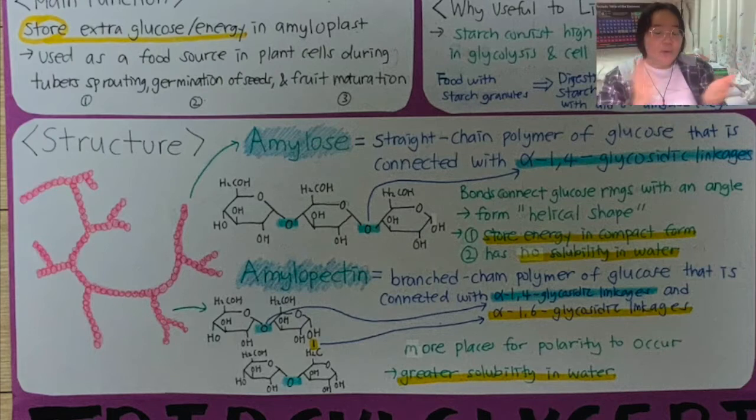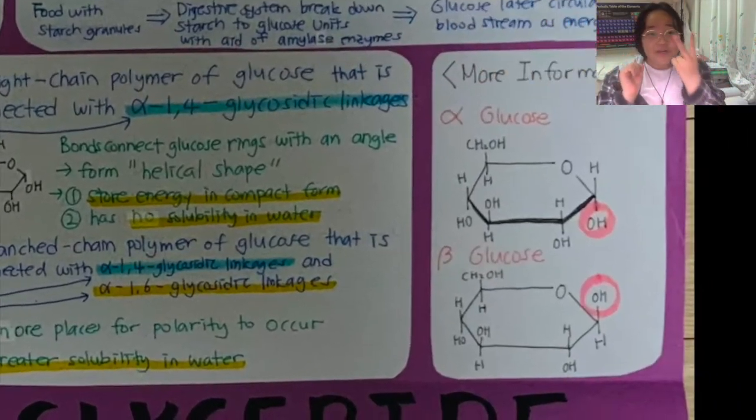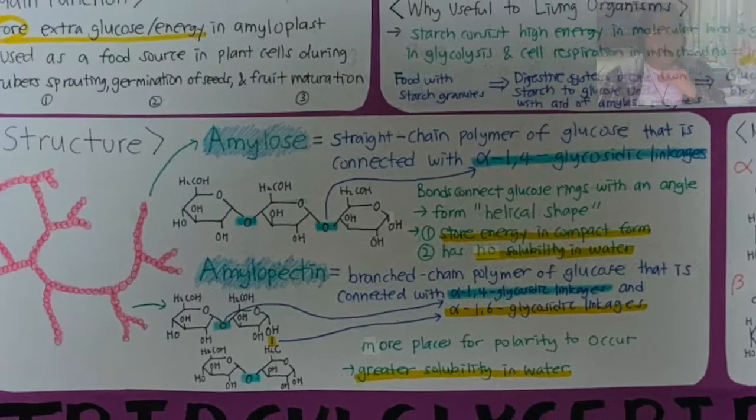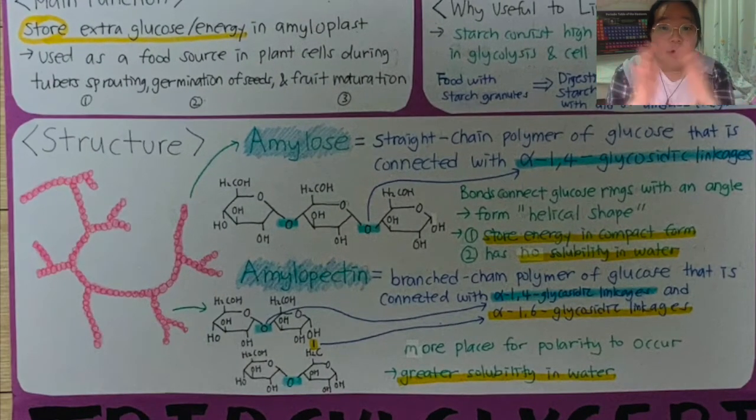Just in case you don't know what alpha-glucose is, there are two different arrangements of glucose, and if the hydroxyl group OH is below carbon 1, it is said to be the alpha-glucose, and if it is above carbon 1, it is said to be the beta-glucose. Now let's get back to the content. One molecule of amylose contains over 250 glucose units.